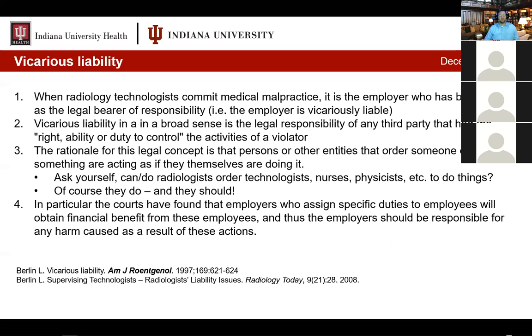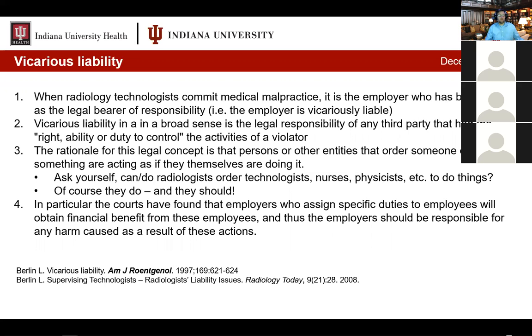And if you might question whether or not captain of the ship doctrine or vicarious liability should apply in MR safety between the radiologists and radiologic technologists, physicists, nurses, or other allied health personnel, ask yourself, can and do radiologists give instructions or orders to technologists, nurses, physicists, etc., to do things? And the answer is, of course they do, and they should. That is their role in the medical environment. We look to our physicians and radiologists to guide us in these areas. And of course, that is an accepted practice and standard in all of our MR settings.